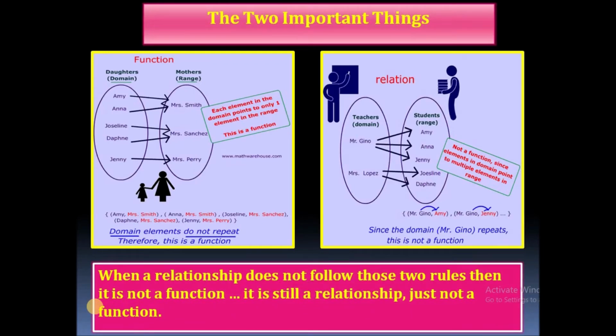When a relationship does not follow those two rules, then it is not a function. It is still a relationship, just not a function. It will be called a relation, but it will not be called a function. A function has two conditions. Each element in the domain points to only one element in the range. And another condition is that it cannot be a function if elements in the domain point to multiple elements in the range.